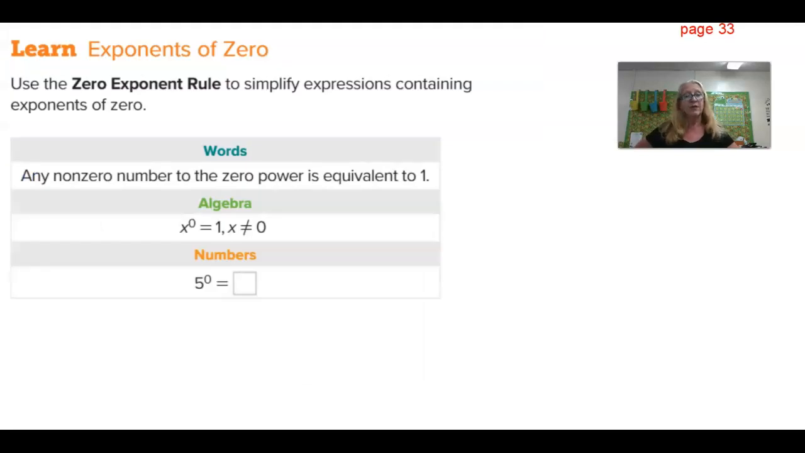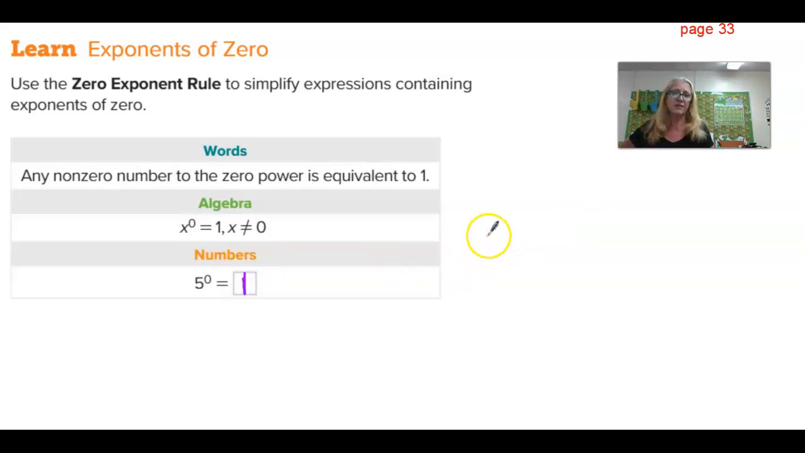Any number or letter to the power of 0 is equal to 1. Right? Now, most kids are like, no, sorry. But I can prove to you that any number to a 0 exponent is equal to 1. Here we have the rule. You've got to write a 1 in this little box. Let me tell you why.